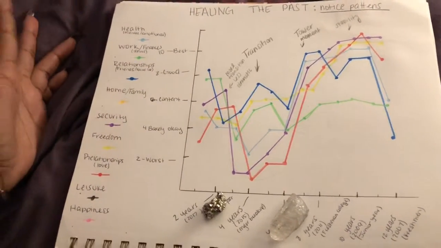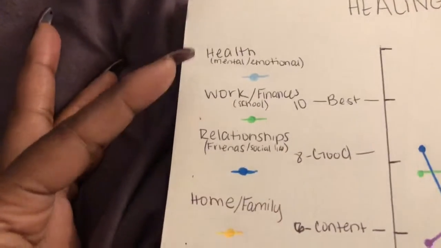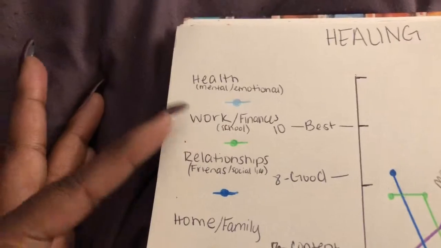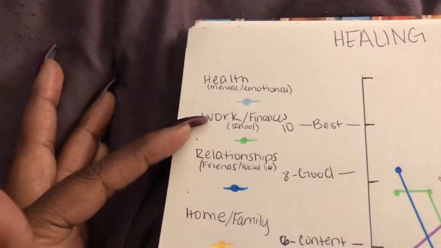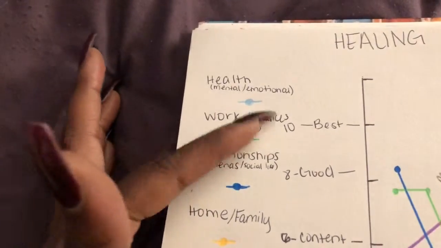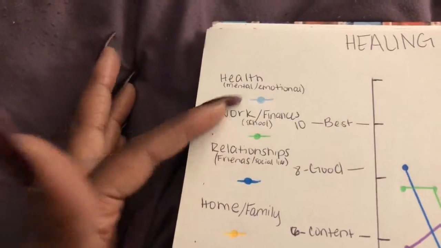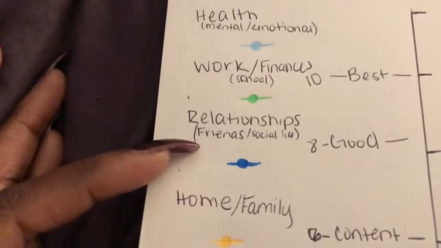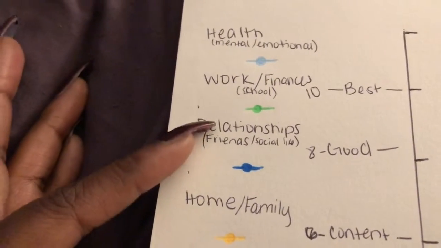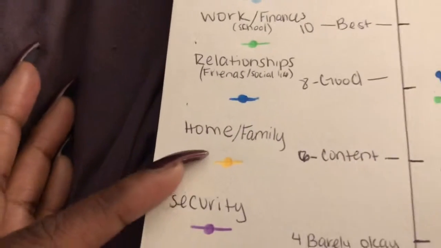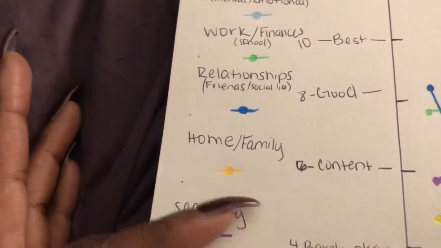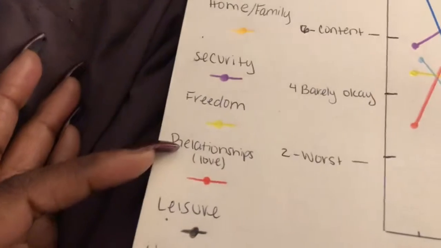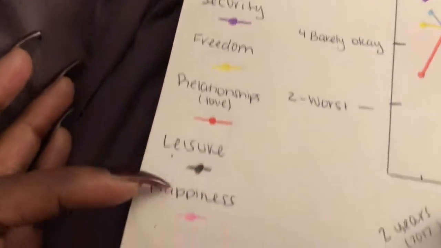So the categories I chose are health, mental, and emotional health, like if I was depressed or super happy or whatever. Work, finances, and school, because I kind of correlate these two hand in hand. Like if I'm making money, I'm making good grades in school, or vice versa. My relationships with my friends and my social life, all that good stuff. Home and family. Security, freedom, relationships with love, leisure, and happiness.